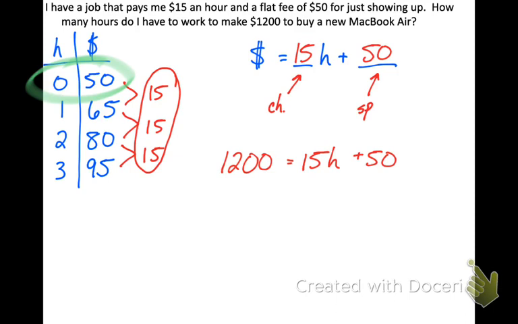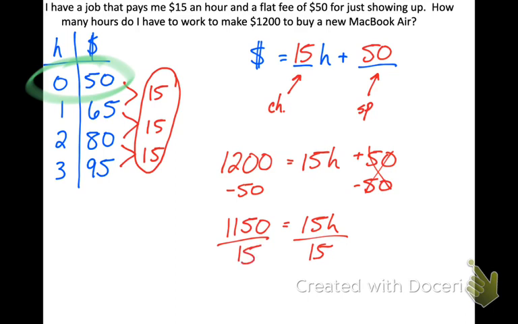And so when I do that, I can subtract the 50 to the other side. Nice, easy two-step equation. I get 1150 is equal to 15h, and then I can divide both sides by 15. So when I do that, I get 76. Again, 0.6 repeating. So that's 2/3. So 76 and 2/3, and just make sure we understand what that means. That is 76 and 2/3 hours of work to get enough money to buy a MacBook Air.